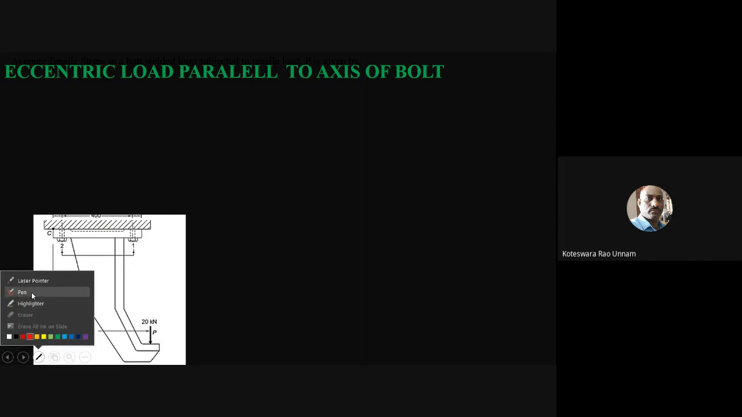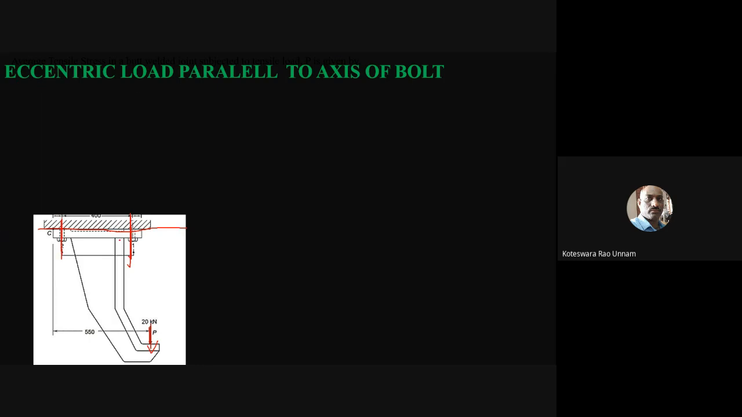Let me take the pen. So here this is going to be the plane of the joint, and this load is perpendicular to the plane of the joint. Then these are the axes of these two bolts. So the line of action of this force is parallel to the axis of the bolts. So this is the third case.